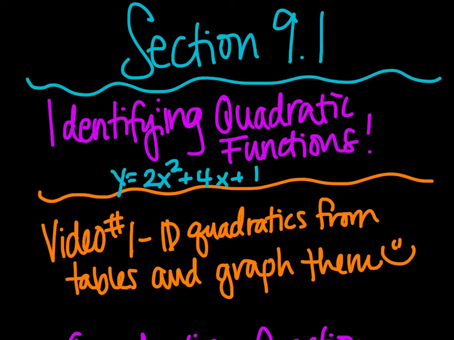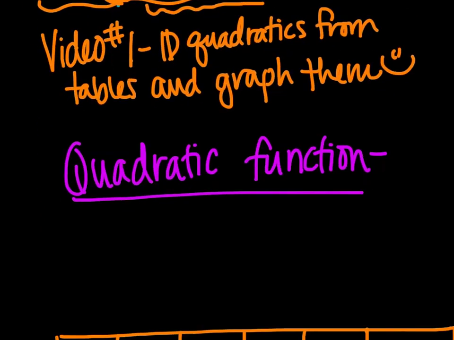And as of right now, we haven't seen too many that have the y equals part of it. We've been seeing a lot of this, the 2x squared plus 4x plus 1. And we've been forced to use FOIL, or we've been forced to factor these out for the last chapter. Now with this particular video, we're going to be, number one, identifying what is a quadratic function from tables, but then also we are going to, number two, graph them using tables or an equation. So let's get started. Here we go.